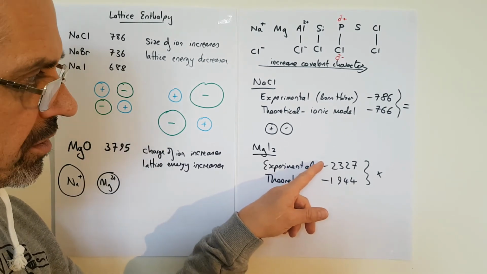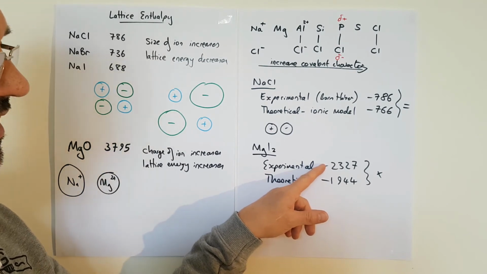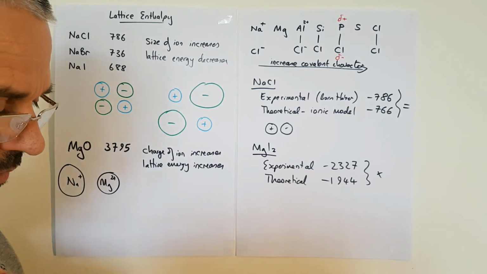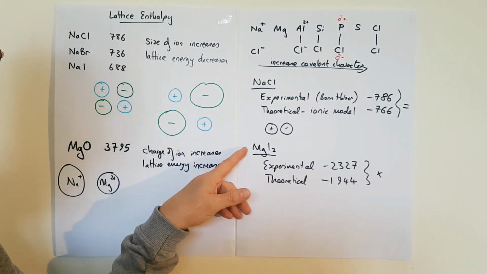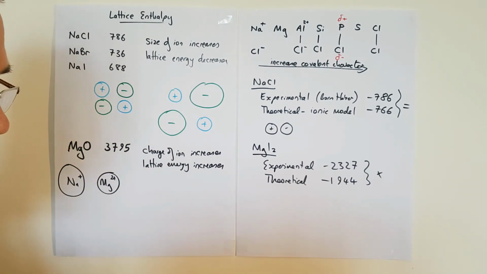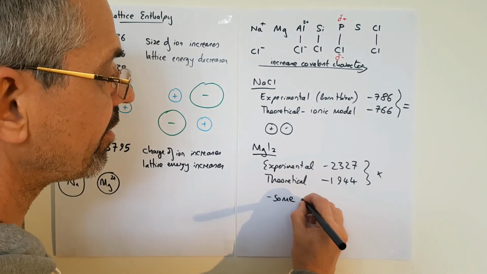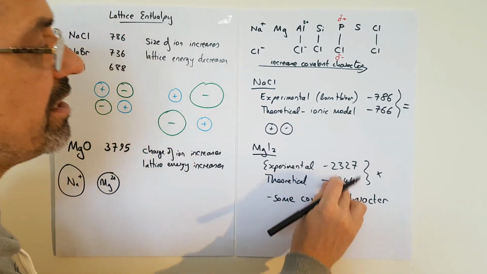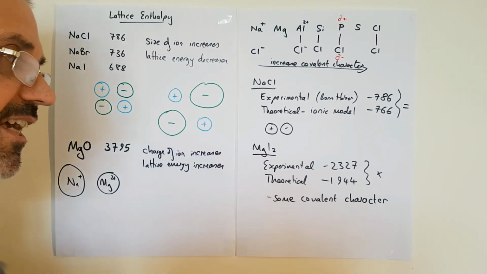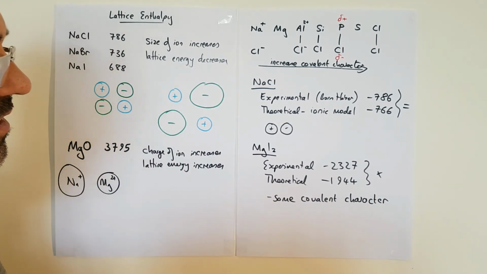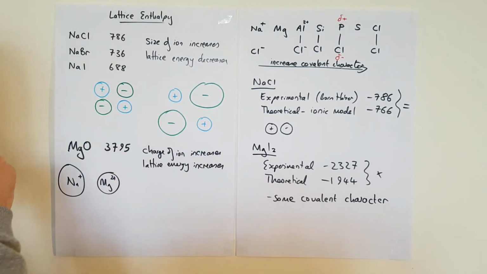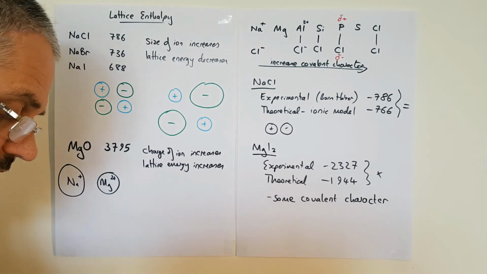It's a stronger bond between the magnesium and the iodine than we'd expect if we just imagine them to be perfectly spherical ions. So what that tells us is magnesium iodide does not conform to the perfect ionic model. It must have some covalent character. In other words, that extra bit of bonding between 1944 and 2327, there's more bonding there than we'd expect, tells us that there's more going on than just ionic bonding. So magnesium iodide has some covalent character.